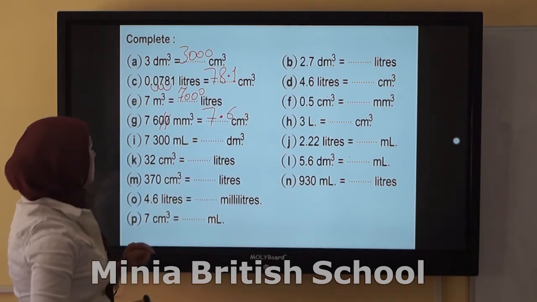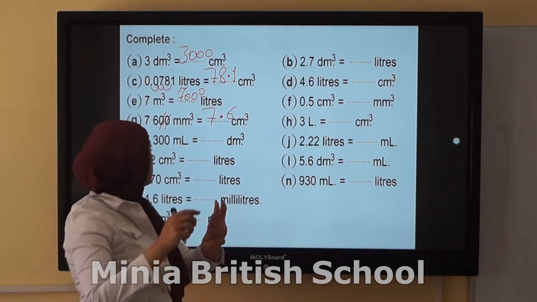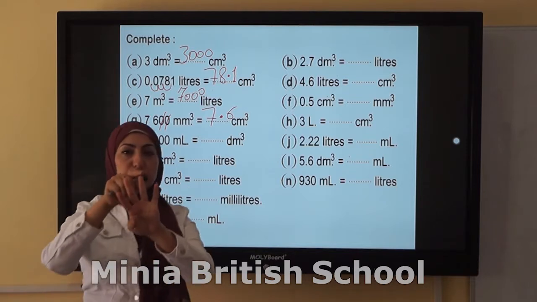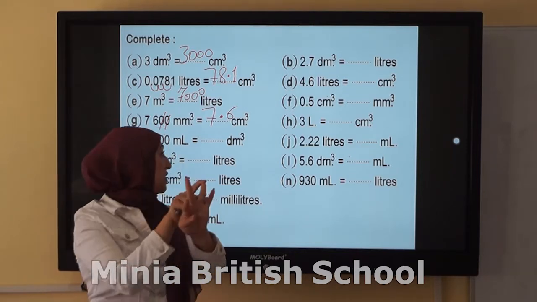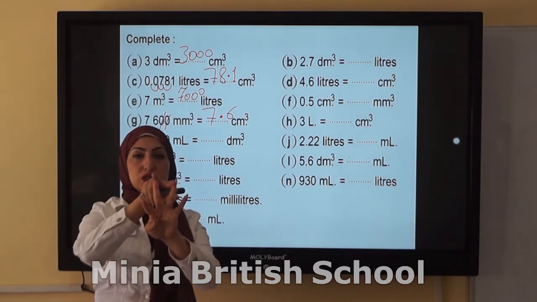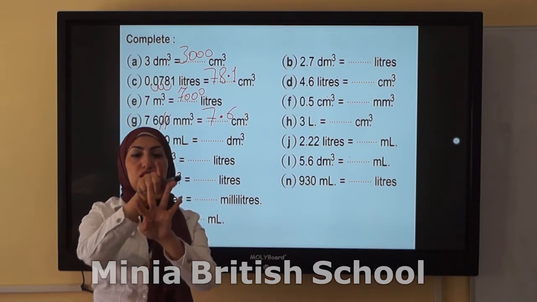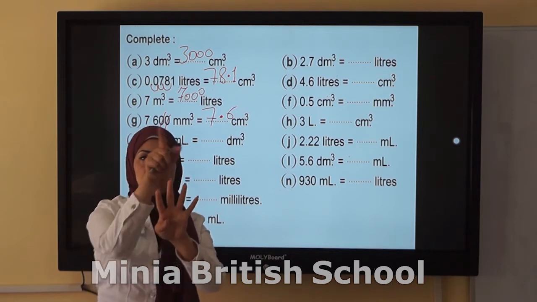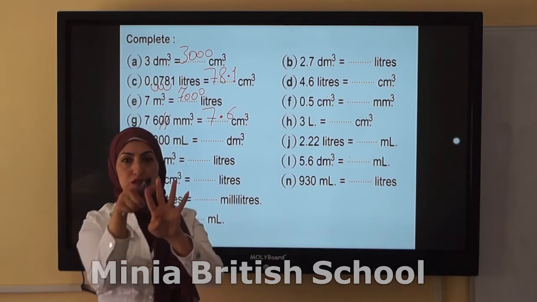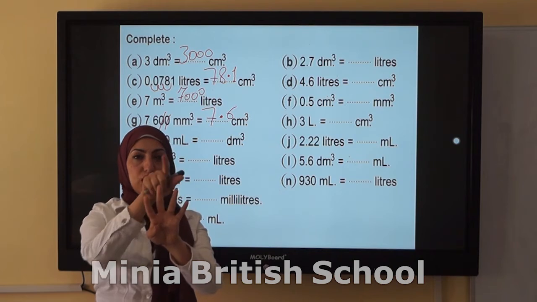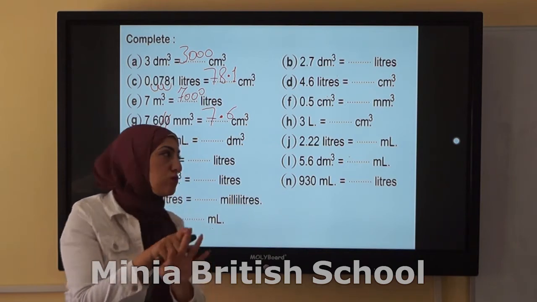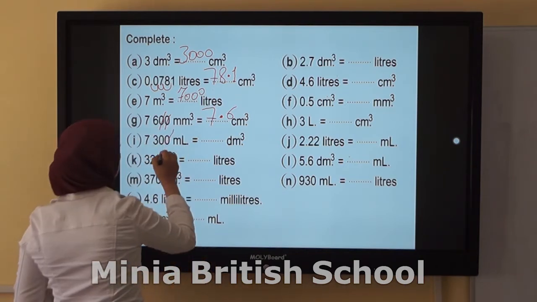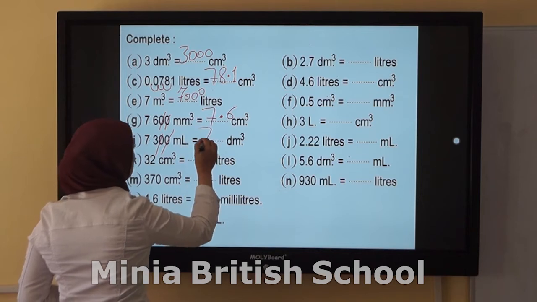The next one, from cubic centimeter to cubic decimeter. So I have to divide. Divide, multiply. Okay, so I have to divide by 1,000. So 7.3.